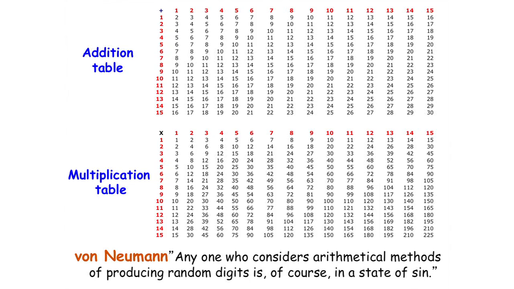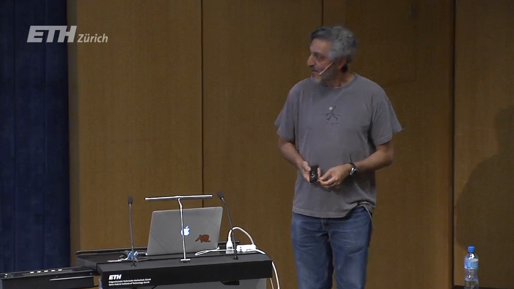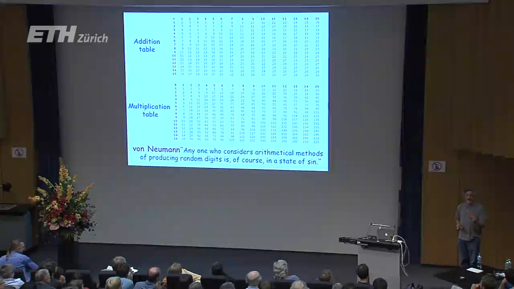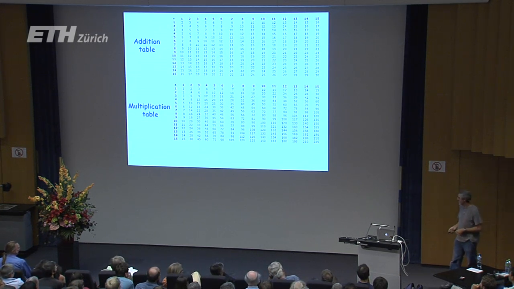Well, many people like to use this quote of von Neumann, who actually needed randomness for his Monte Carlo simulations, who said anyone who considered arithmetical methods, like using addition, multiplication, to produce random numbers is, of course, in a state of sin. So the question is whether we should take von Neumann's advice or not. I will tell you that he didn't take his own advice, and we should forget about it. It's not a good advice. Even he didn't do it, of course.